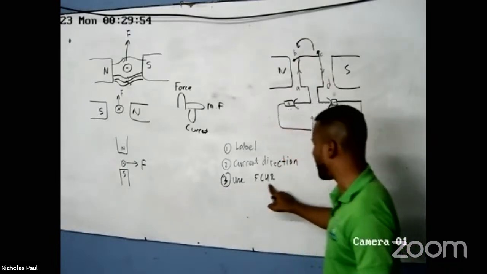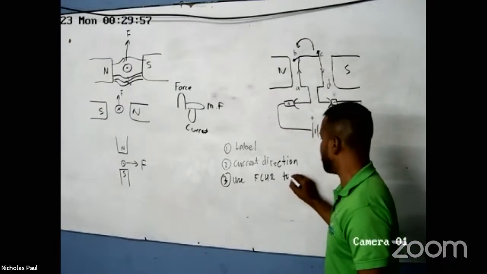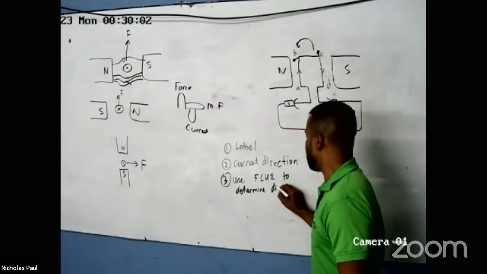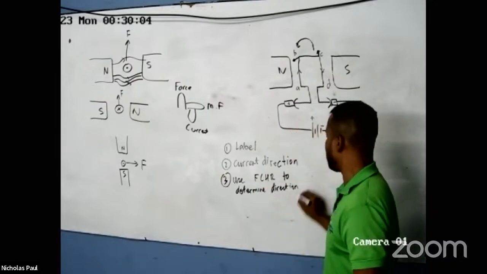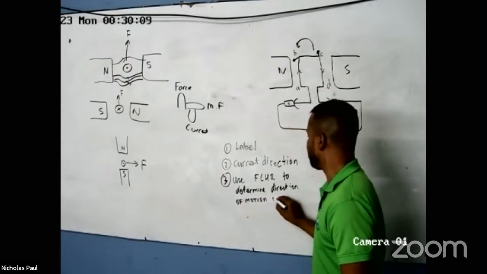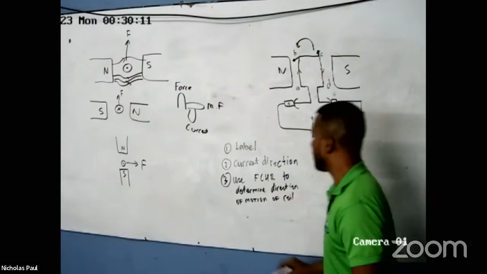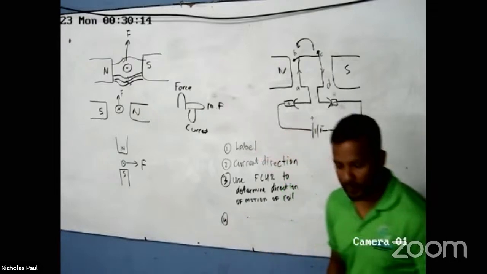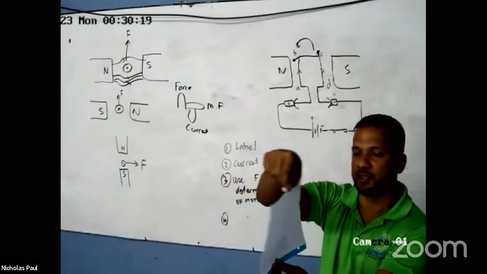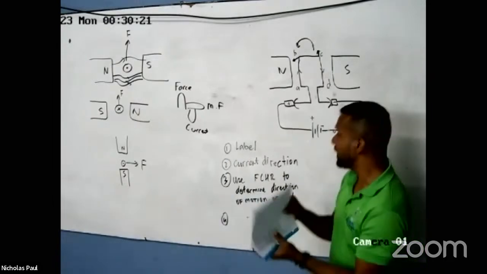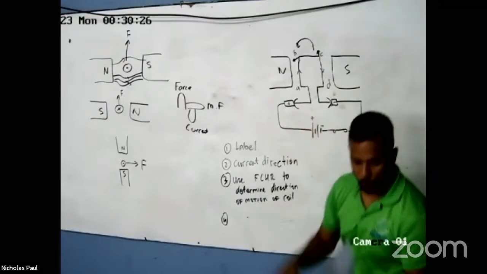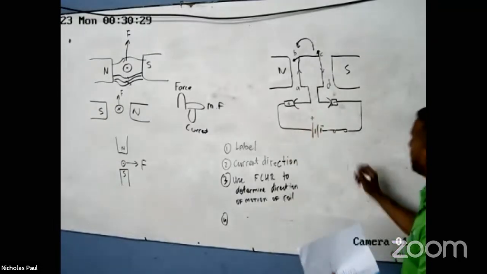But you're not done there. So you're using Fleming's left-hand rule to determine the direction of motion of the coil. And then, what happens to the coil when it's horizontal? When the coil is horizontal, here's what's happening.